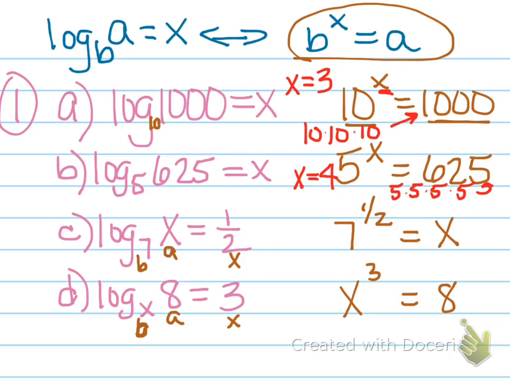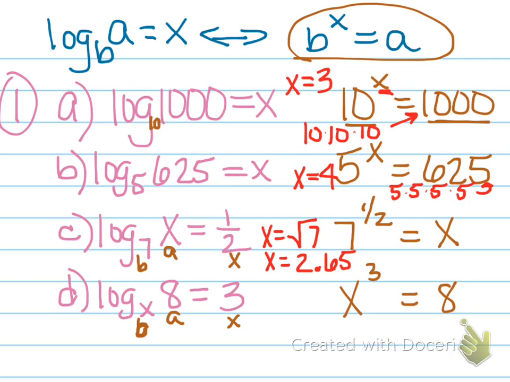For C, this is where we would need a calculator. 7 to the 1/2 power, we would use a calculator, so this type of problem would not be on the quiz. Another way to write 7 to the 1/2 power, remember, is the square root of 7. So x equals the square root of 7, which is about 2.65. Again, if you have to square root a non-perfect square like 7, that wouldn't be a question on the quiz because the quiz is non-calculator.